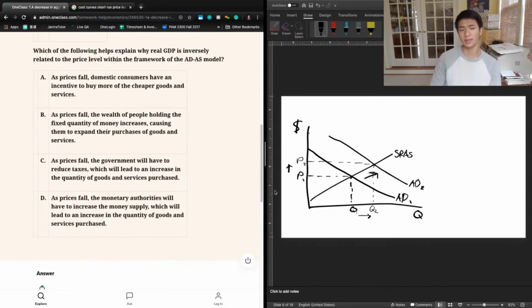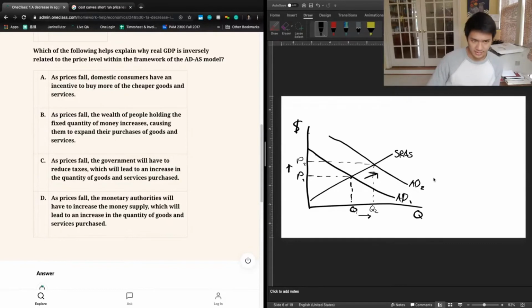And finally, number 3. Question 3 says, which of the following helps explain why real GDP is inversely related to price levels within the framework of the AD-AS model? So this is the AD-AS model. Why is aggregate demand downward sloping? And so let's take a look at some of the answers.